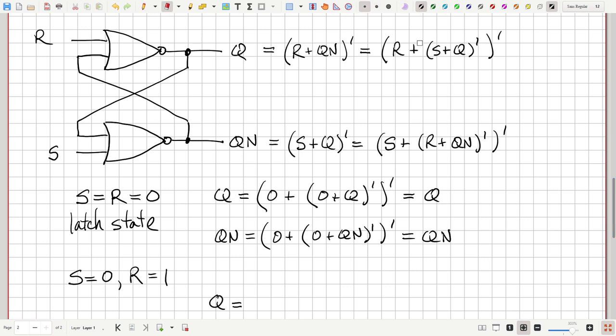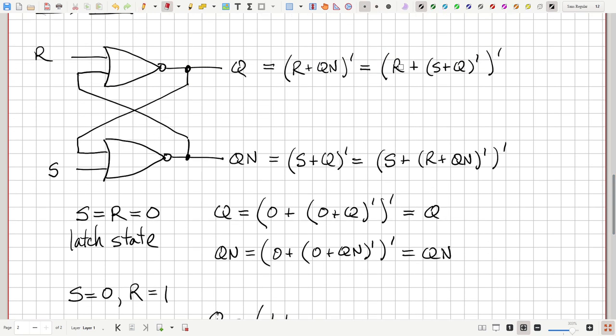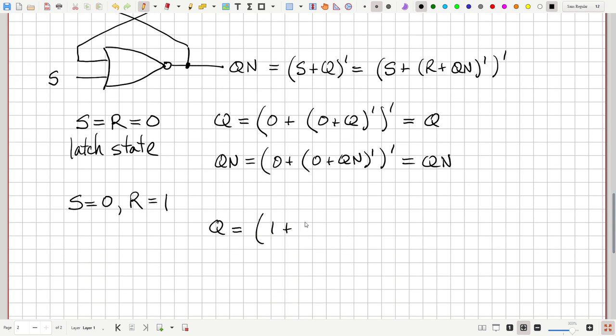Okay, so Q is the NOR operation on R, and R is 1. So it's the NOR of R and S or Q. And S is 0, and then that's negated and this is negated. So what is that equal to? Q or 0 is just Q. Negate that. So this is 1 or not Q. That's always equal to 1, right? 1 or anything is always 1. And then you negate that, so this becomes 0. So Q goes to 0.